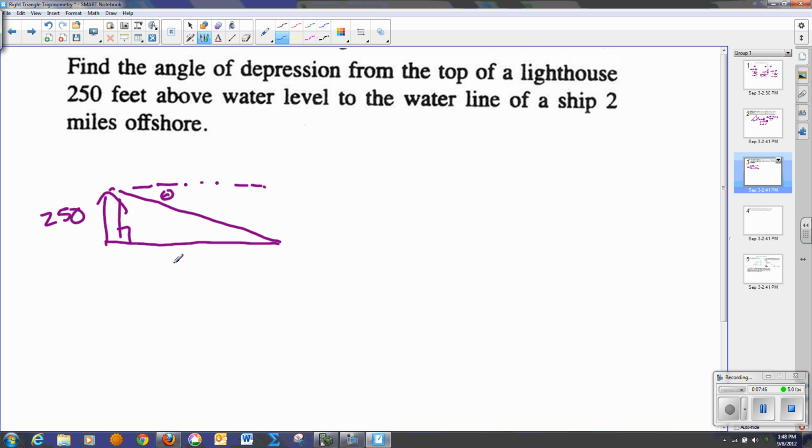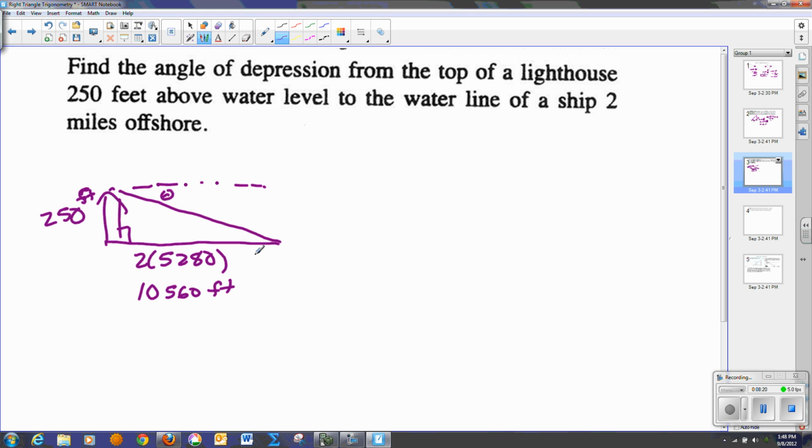And I have a ship that's 2 miles offshore. Well, if this is in feet, and we're talking 2 miles, that's 2 times 5,280 feet. So this is my foot. What that gives me is roughly 10,560 feet. And they want us to find this angle of depression.